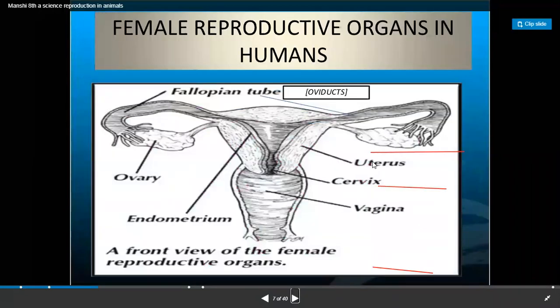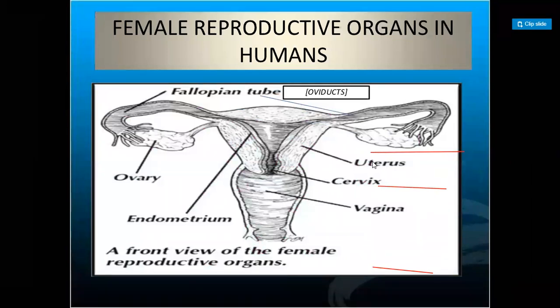Next is the female reproductive system. The female reproductive system consists of a pair of ovaries, oviducts, uterus, and vagina.